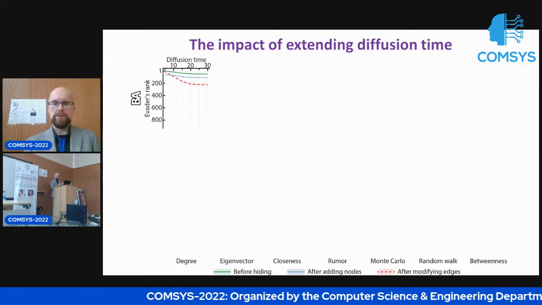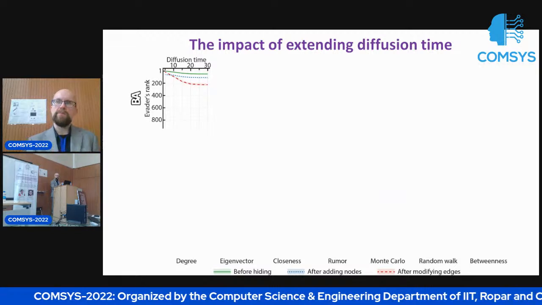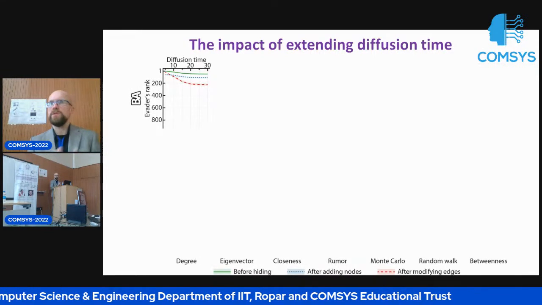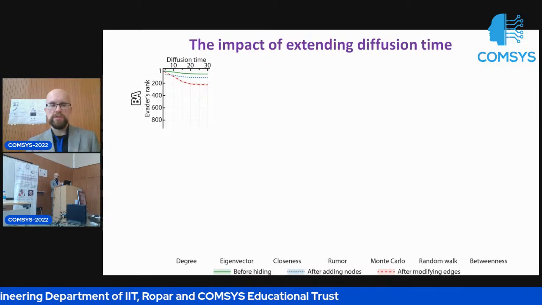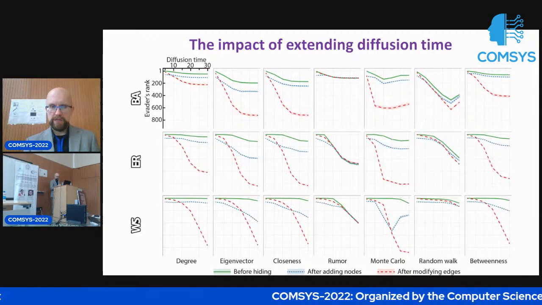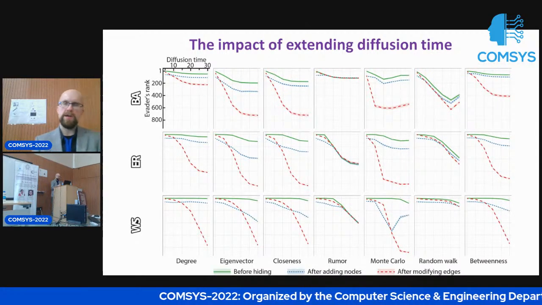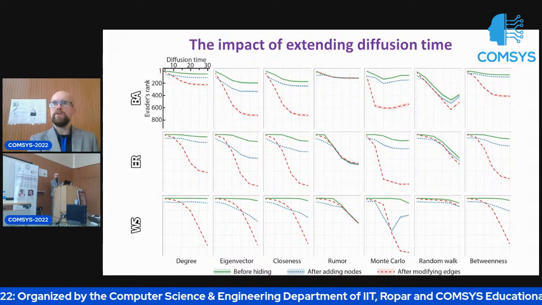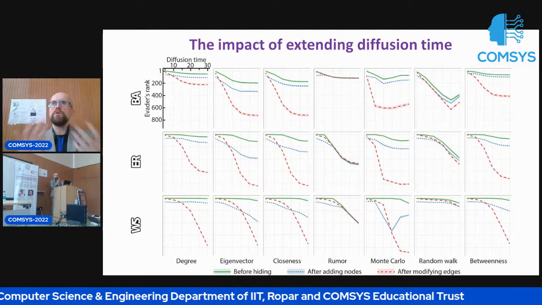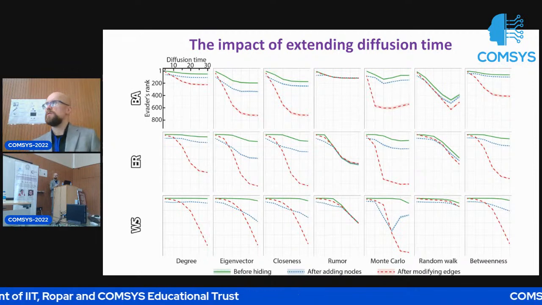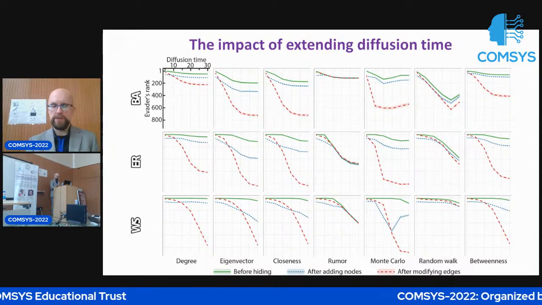Here we will see the impact of extending diffusion time. So how much time I will allow the process to spread through the network before I come and analyze it using source detection. On the x-axis, we have diffusion time. On the y-axis, we have evader's ranking. So the lower the value, the better hidden the evader is. And you can see that pretty much all over, as we could expect, if I allow the diffusion to spread over longer time, it is much easier for the source to hide, right? If there are more nodes who are infected, it's much easier to hide in between them.